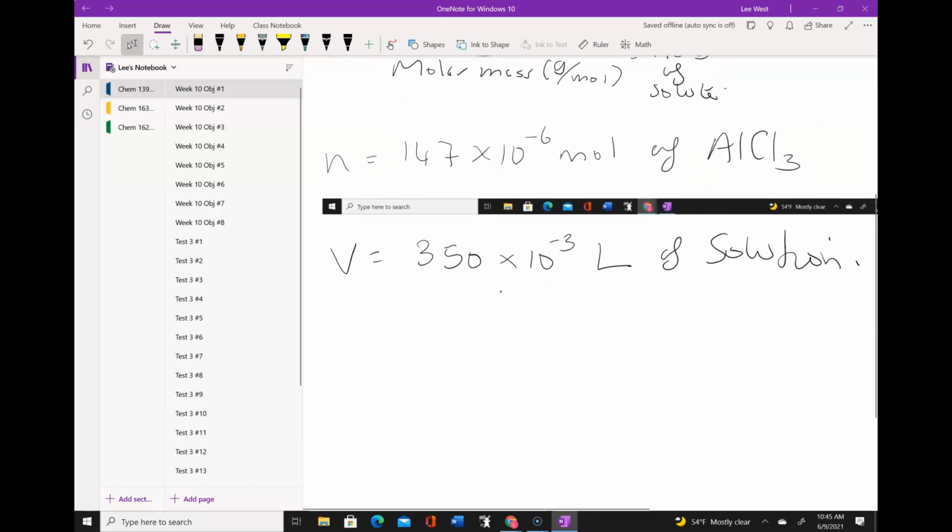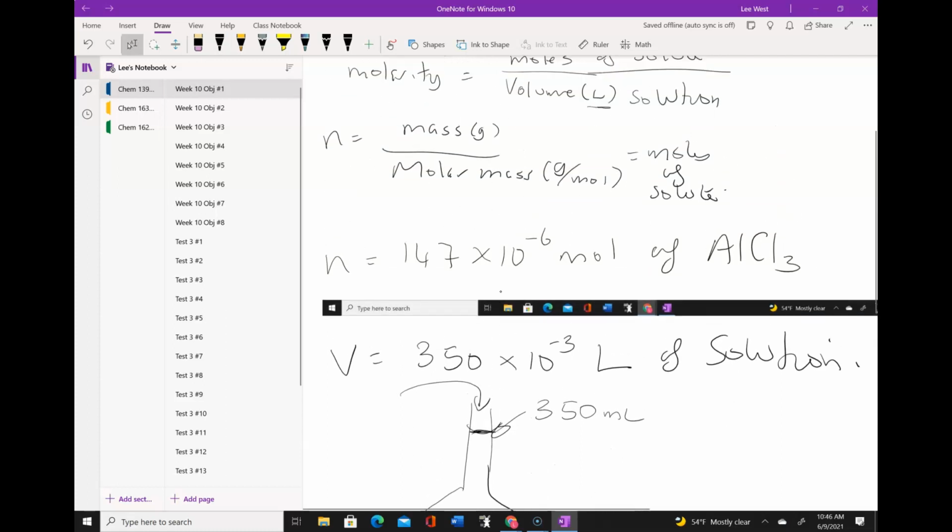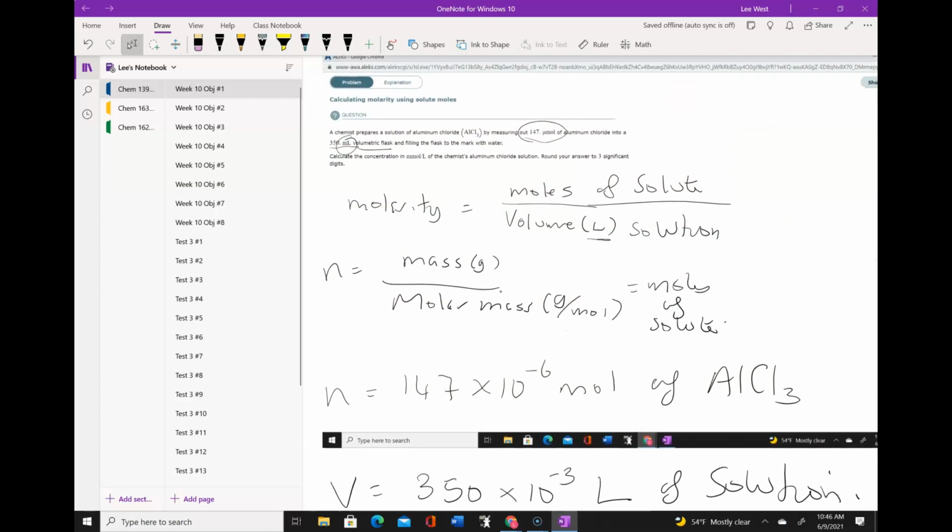So what we're going to do is this. A volumetric flask is a long, skinny necked flask with a big bulb on the bottom, and it's got a mark on the side. And when you fill it to that mark, in this case, it's going to have 350 milliliters in there. So we're going to put our aluminum chloride in the bottom here, and then we're going to add water with stirring until it comes up to the line. And that's what's going to happen, right?